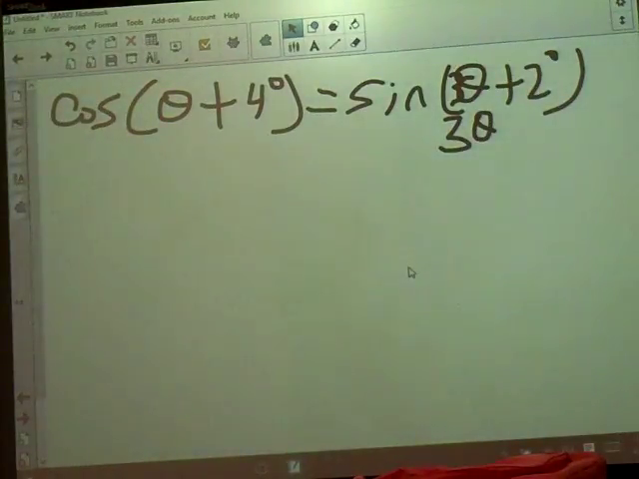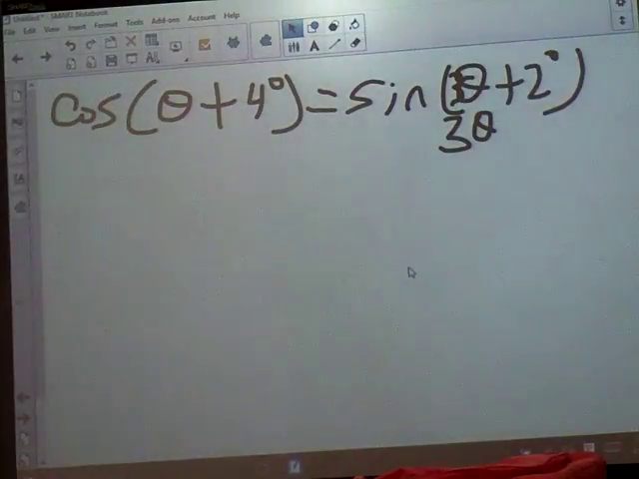Theta, T-H-E-T-A. Remember, that is the variable that represents an angle. In algebra, most of the time we use X. Theta is just that symbol that they use in trig. You can replace theta with an X or an A or whatever you prefer, but that's trig talk. If you're doing angles in trig, you're going to see that 0 with the little slash through. It just means an angle.